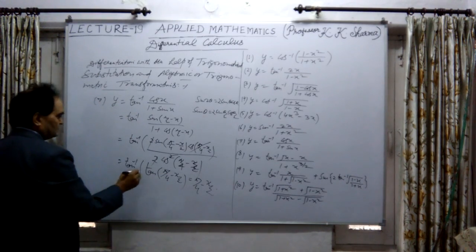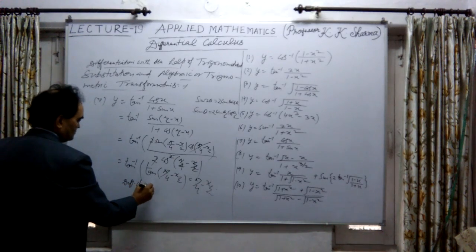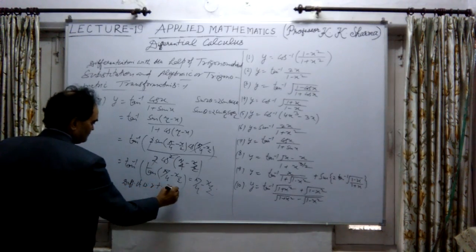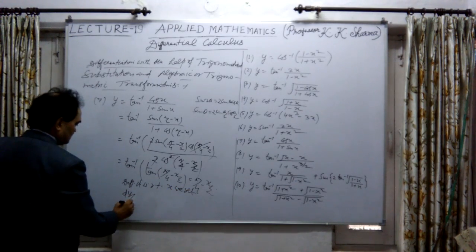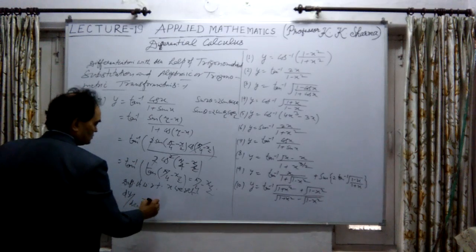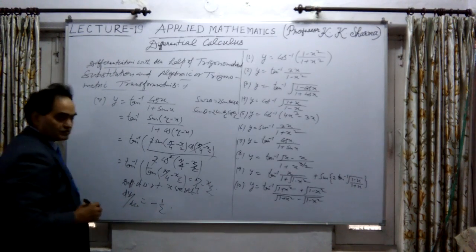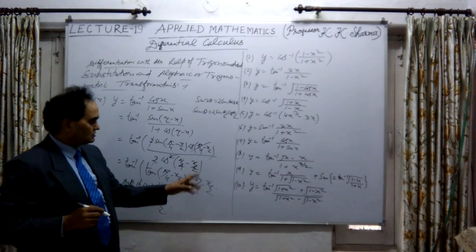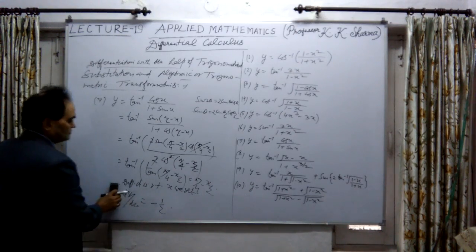Now differentiating with respect to x, we get dy/dx equal to 0 minus 1 upon 2. The differential of pi by 4 is 0, and the differential of x is 1, so minus 1 upon 2. This is the answer. So this seventh question is solved.